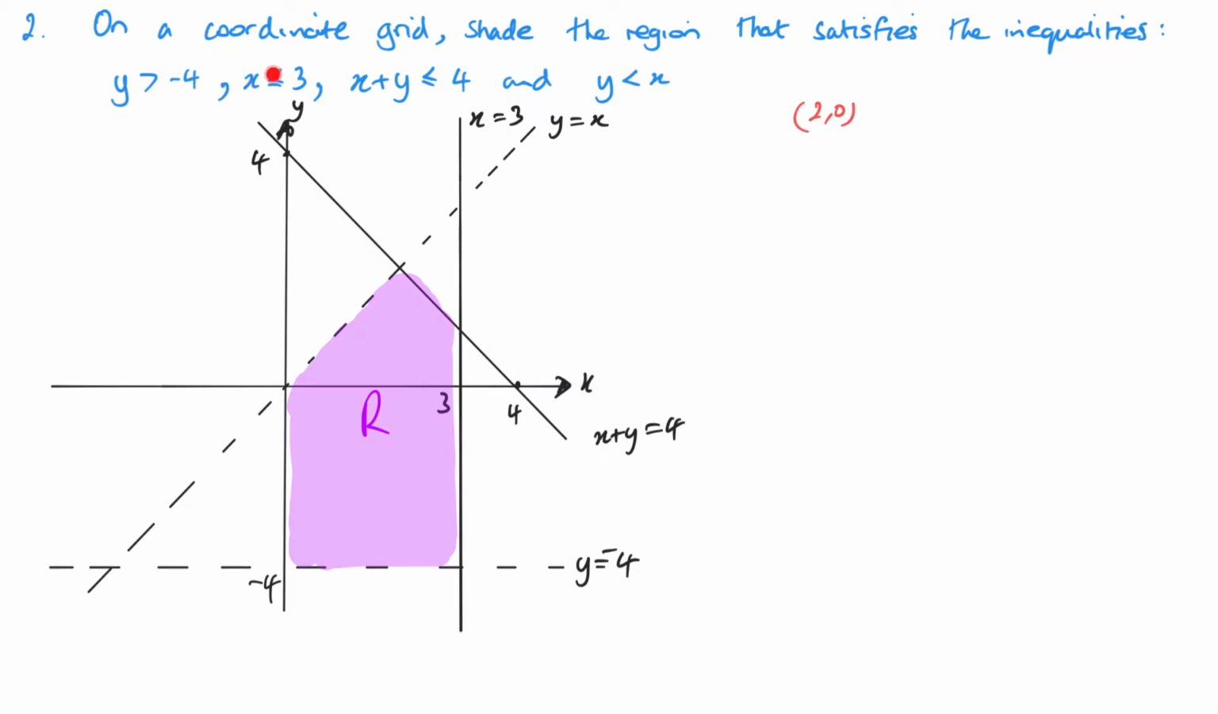2 in here, 2 is less than or equal to 3, correct. 2 and 0 go in here, 2 plus 0 is 2, 2 is less than or equal to 4, correct. Into the final one, 0 is less than 2, correct. That coordinate I know is in my region and it satisfies all my inequalities, so I know I've done it right. So always do a check at the end.